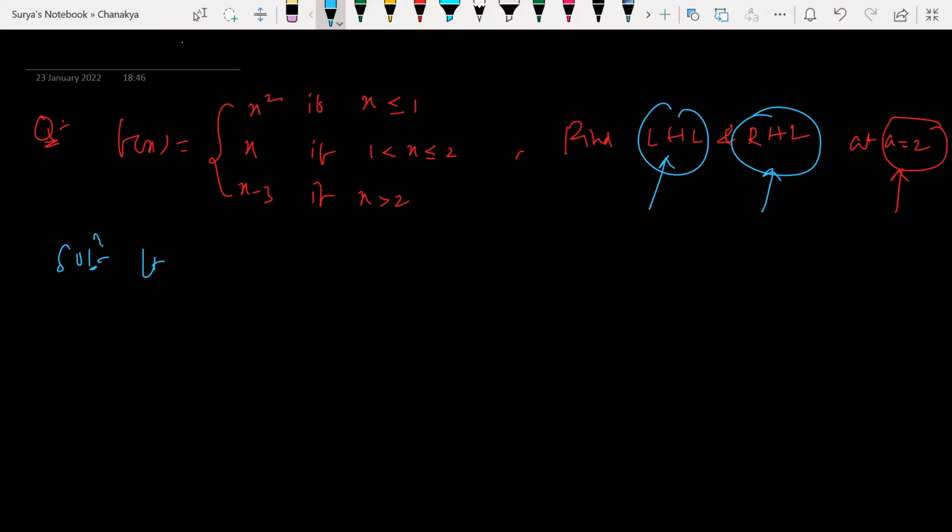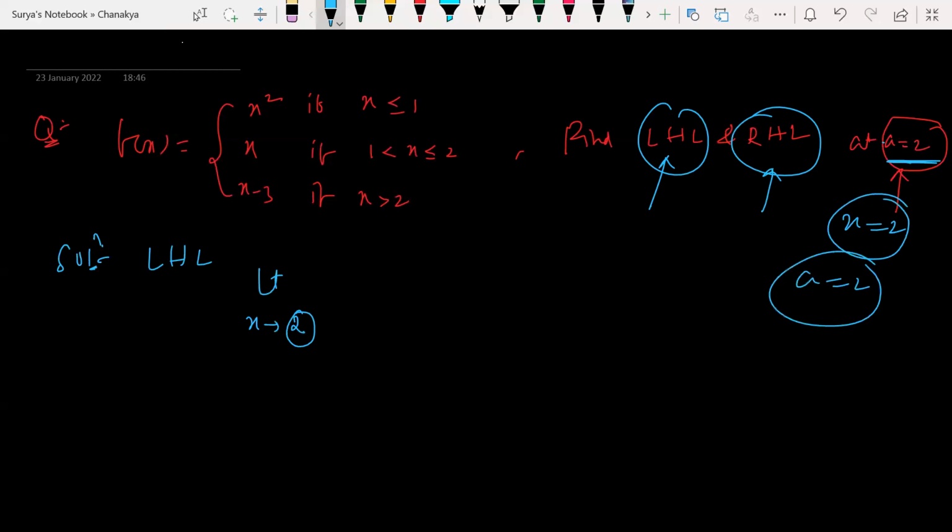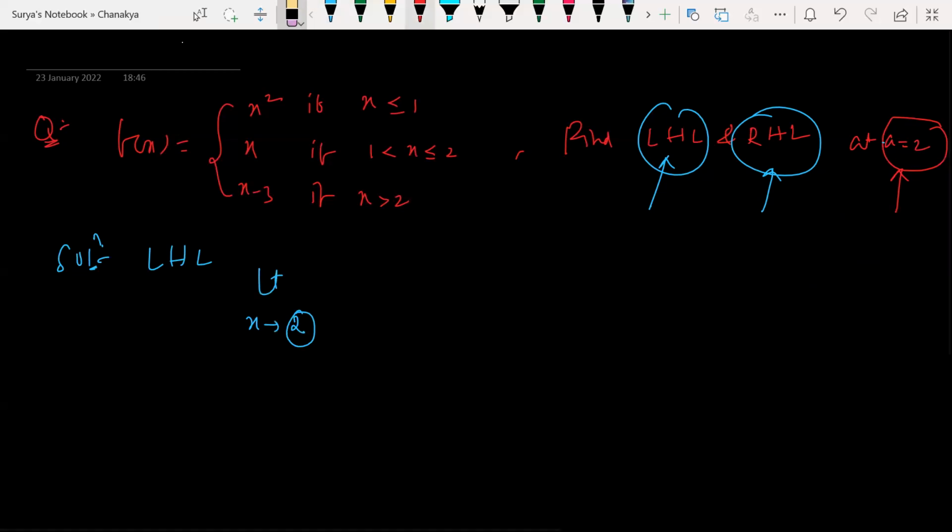Let us find out LHL, the left hand limit. For that, limit x tending towards 2. Why are you taking 2 here? Because he has given the value as 2. Why not write it as x is equal to 2? Why has he given a is equal to 2? You can take anything there. He has given a is equal to 2, which means at that particular value you must check LHL and RHL both.